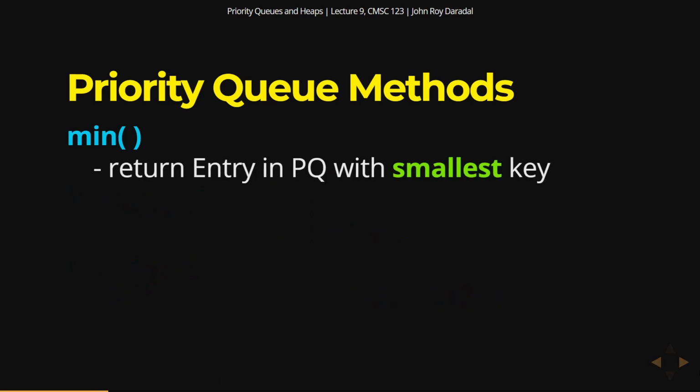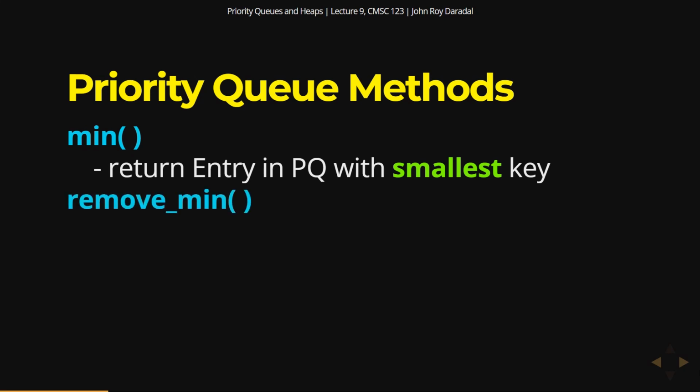The next is the min method. It will return the entry in the priority queue with the smallest key. Basically, this is the equivalent of front, but instead of front, give me the minimum, the minimum entry, so the entry with the smallest key. Okay, so you'll just return it without removing.